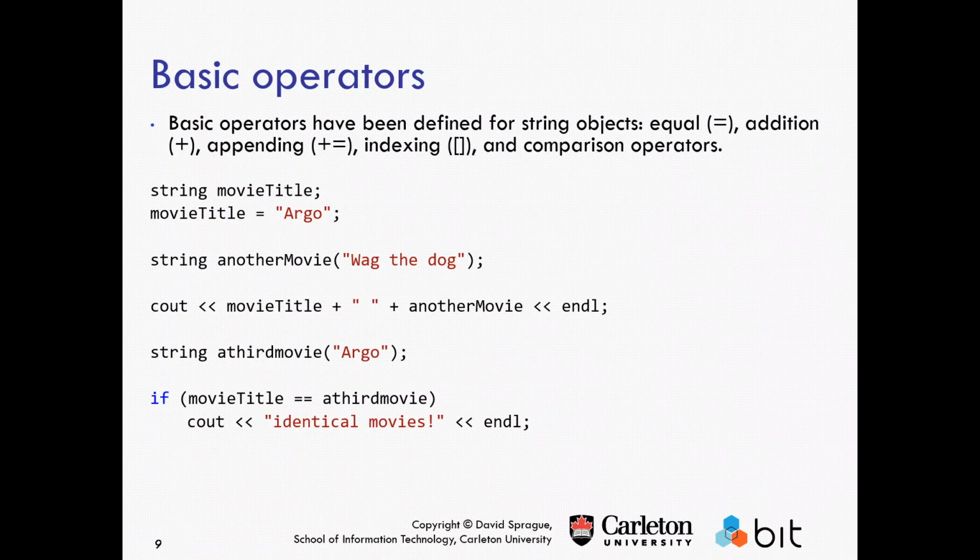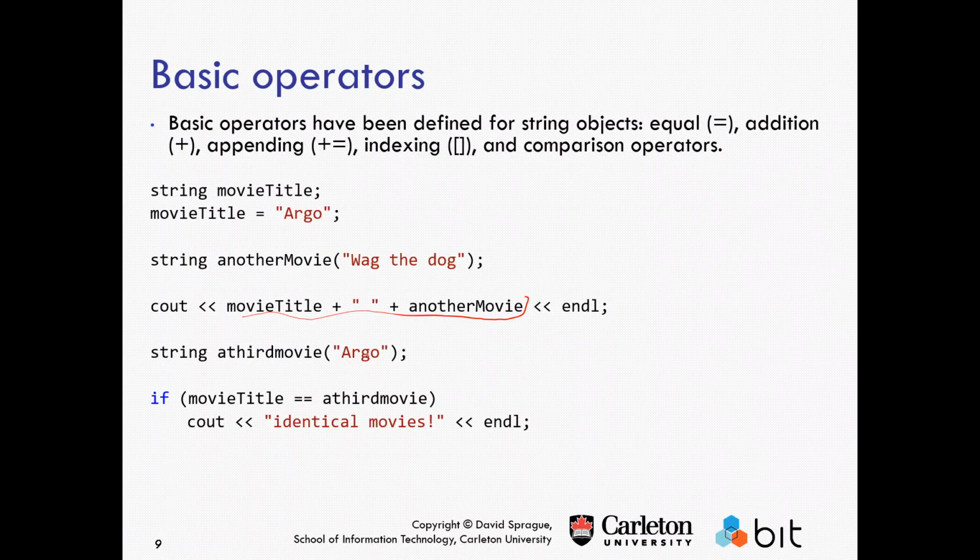I can even do weird things like this. So I have my cout statement. Let's do this. This will be one thing. I'll have a movie title, Argo, plus a space, plus the other movie, which is Wag the Dog. So it would be Argo and Wag the Dog, end line.